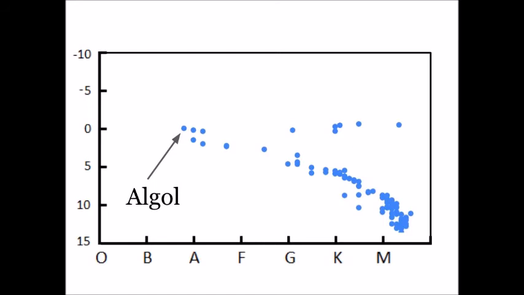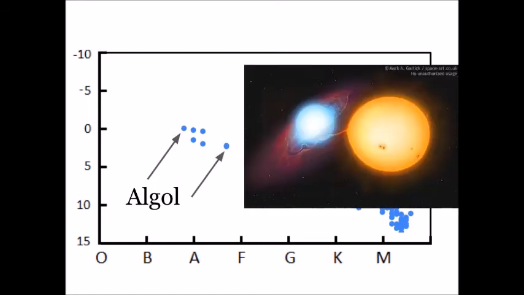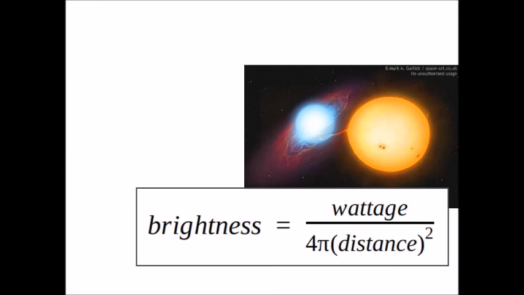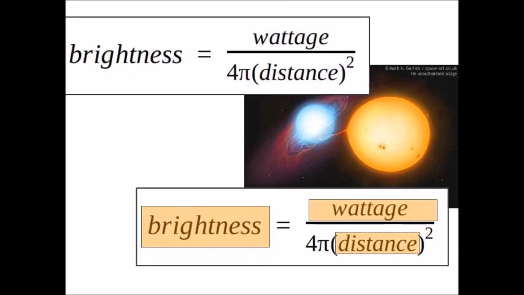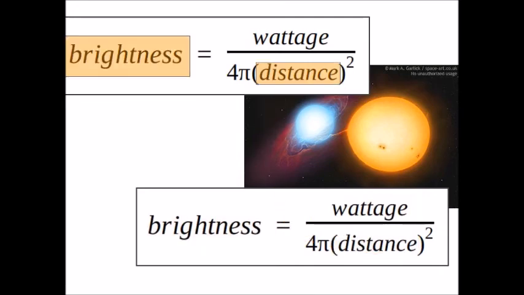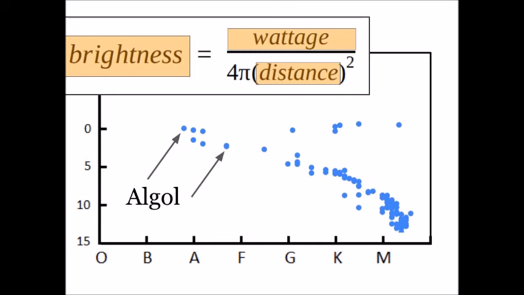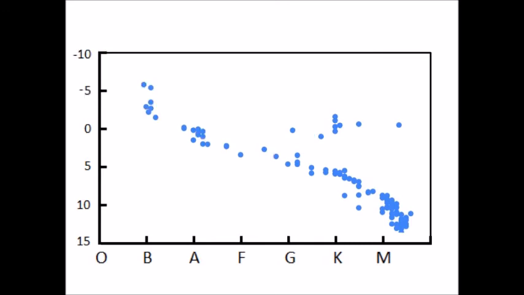And that means we can plot the B8 star without parallax. We'll go through that again. Binary stars. One of them's known. Since we know its wattage, we can find distance. The other star was unknown, but now we know distance and brightness. We can find wattage. We can put it on our HR diagram without parallax.